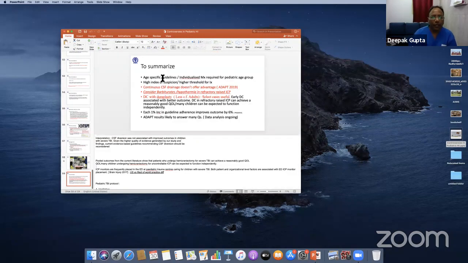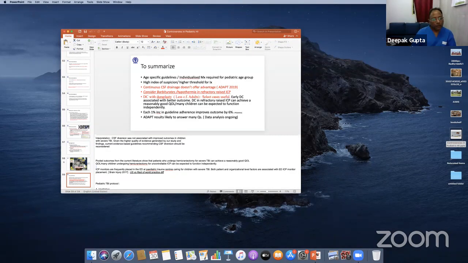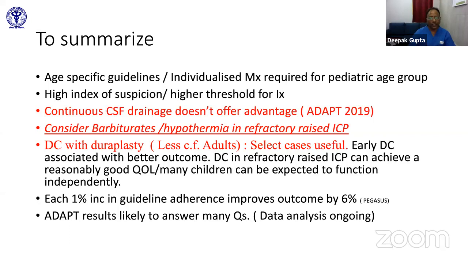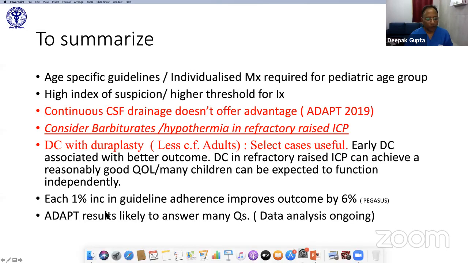specific guidelines or individual management is required for the pediatric age group patients. One should have a high index of suspicion, but one should have a higher threshold for investigation in this group of patients. As I just said, continuous CSF drainage does not offer advantage. One should consider barbiturates or hypothermia in refractory raised ICP. And DC with duroplasty should be reserved only for a selected group of patients. And one should adhere to the guidelines to improve the outcome. And this is what we have learned from the previous studies, from the PEGARAS and also from the ADAPT study.